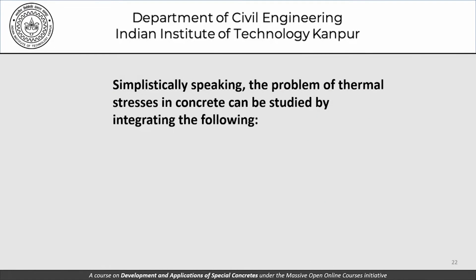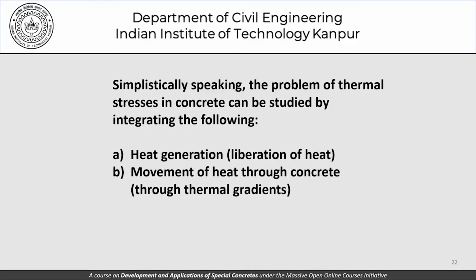Simplistically speaking, the problem of thermal stresses in concrete can be studied by integrating the following. There are 3 processes involved. Heat generation, that's the liberation of heat. Movement of heat through concrete, through thermal gradients. And finally, dissipation of heat to the atmosphere or to the ground.